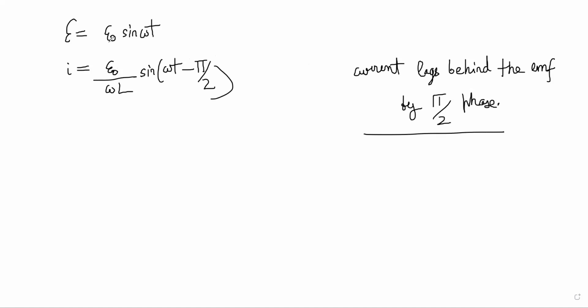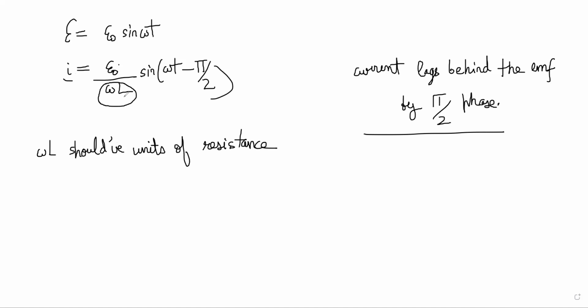Notice now that this quantity, omega L, takes the place of the resistance. Omega L should have units of resistance again, because the current is EMF by omega L, and voltage by current gives resistance. We can check that also. Omega will have units of one by time, and L is inductor.